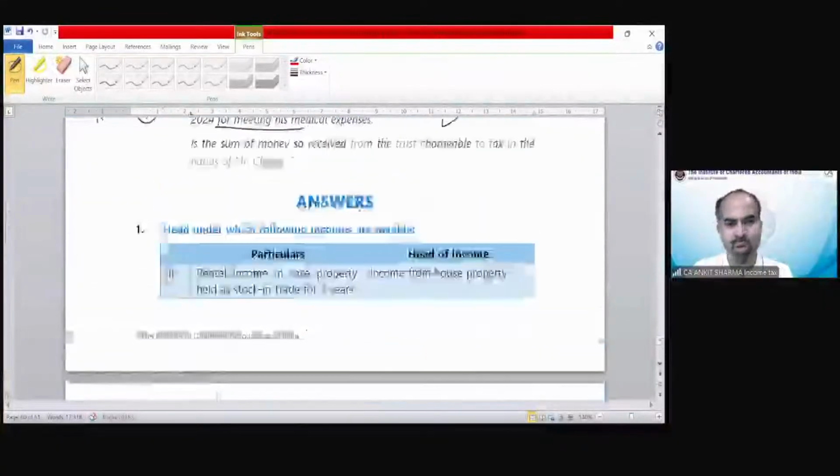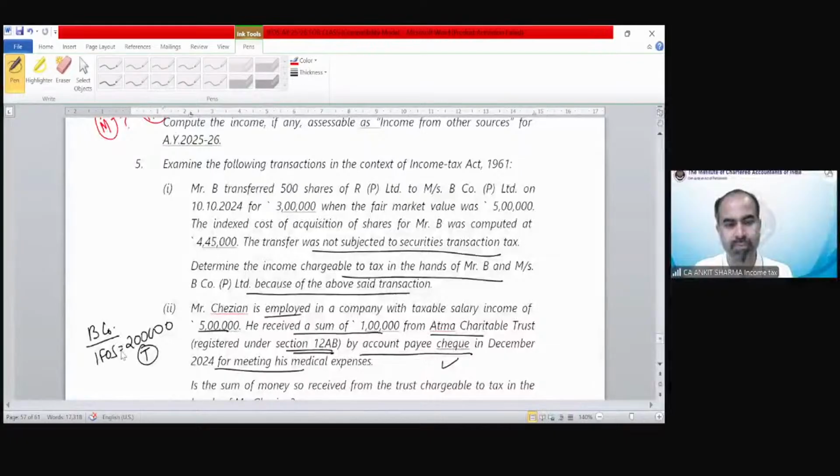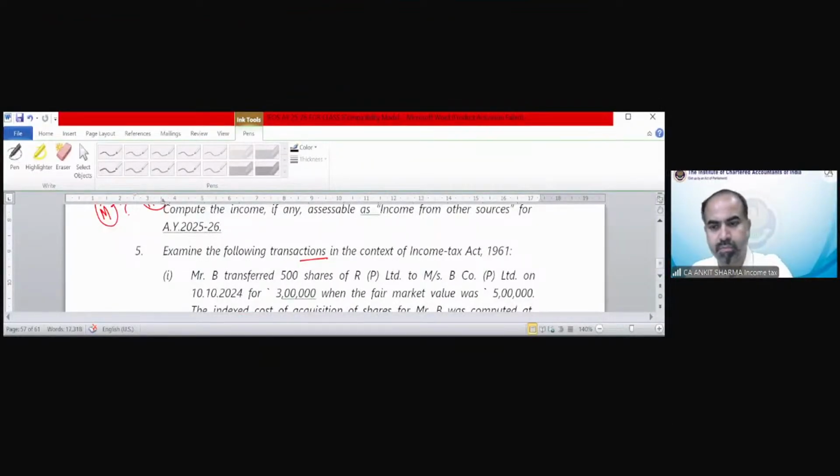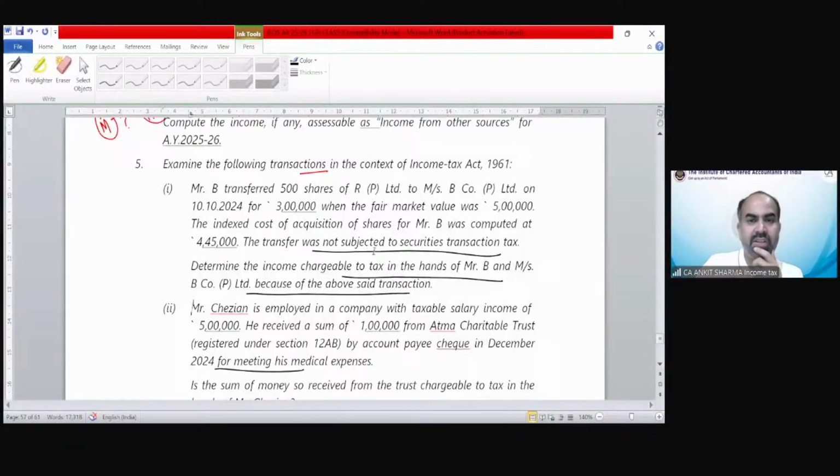Now we are moving on to our 5th question. Examine the following transaction. Mr. B transferred 500 shares of RP Limited to Messrs. B Company Private Limited on 10th October 2024 for 3 lakh rupees, where the fair market value was 5 lakh. The indexed cost of acquisition of shares for Mr. B was computed at 4,45,000. The transfer was not subject to securities transaction tax.